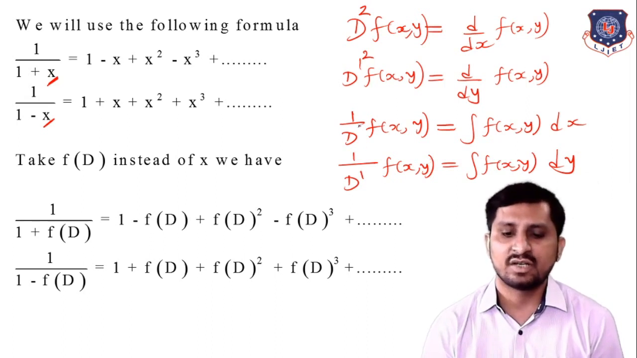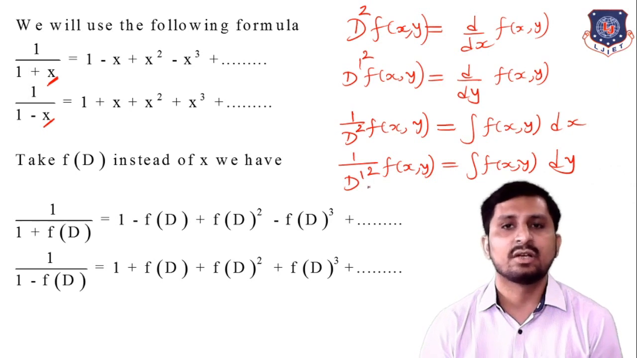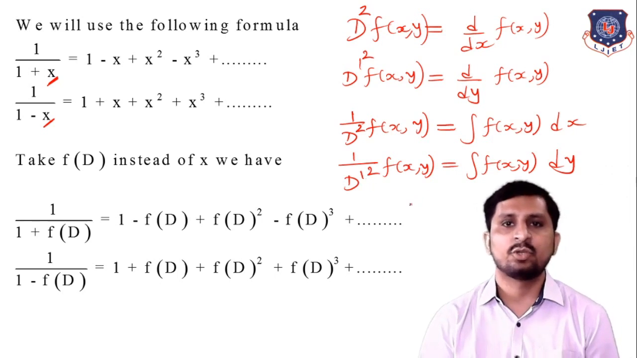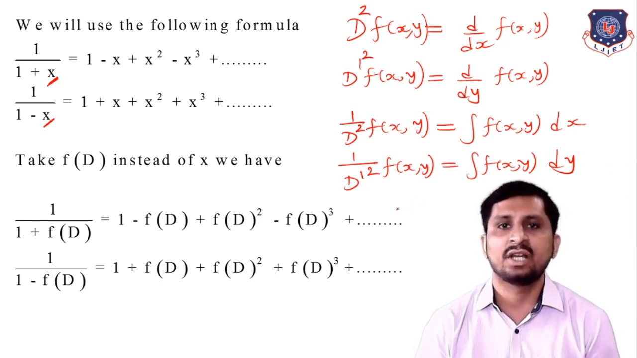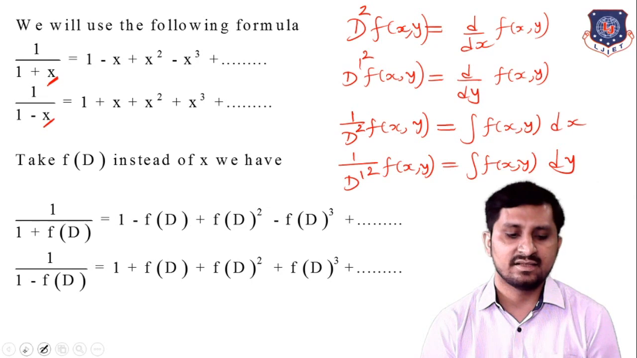Similarly, suppose you have 1 upon D square and 1 upon D dash square. That means you have to integrate f of x, y with respect to x 2 times, and here you have to integrate f of x, y with respect to y 2 times. Okay, so just try to remember all these formulas, because I will use all these formulas which you already know. I hope you already know, because I use all these formulas in this case.